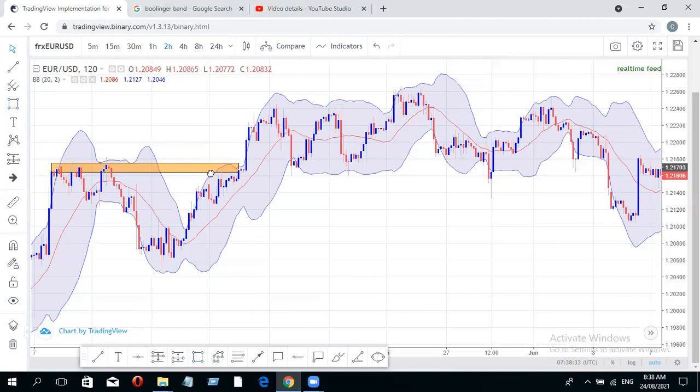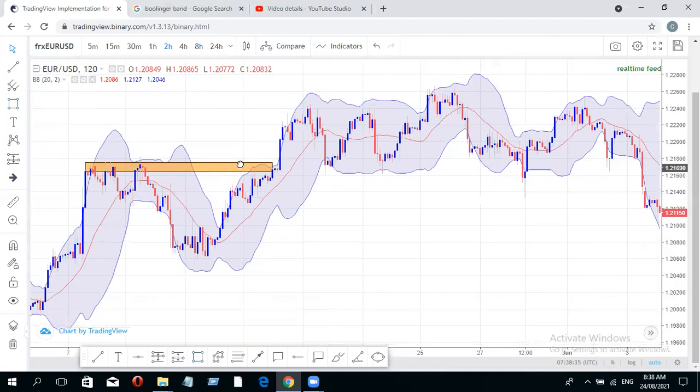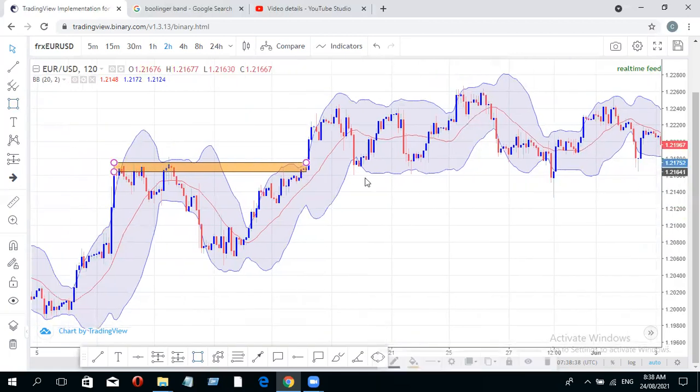Now, if you also do the same thing at this point, if you extend this zone to this point, look, the market came to this lower Bollinger Band, which coincided with this broken resistance, and then it tapped here. Look at the candlestick formation, and then it bought all the way up to the upper Bollinger Band.